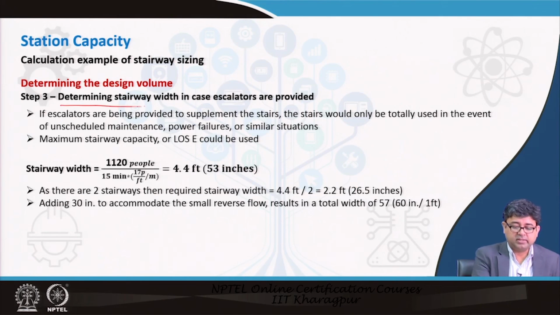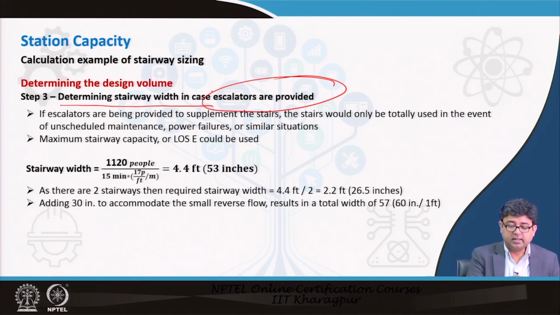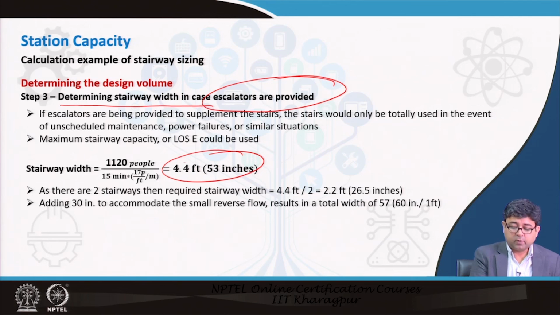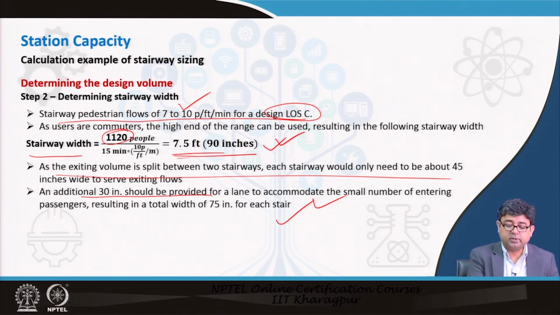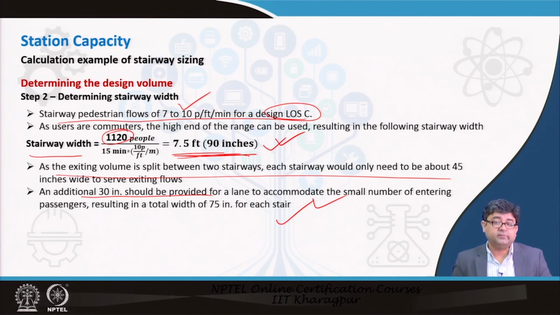Similarly, if you want to determine the stairway width in case escalators are already provided, the calculations are very similar, but you do not have such a high flow of passengers using the stairway, because if there are escalators, people are more inclined to use the escalators than the stairways. So, your stairway width can go down a little bit. For example, if escalators were provided, then your stairway width can be only 4.4 feet, whereas if there is no escalator provided, then it has to be 7.5 feet, right.